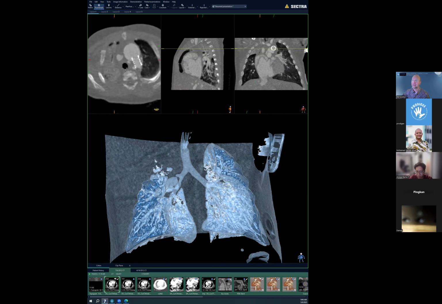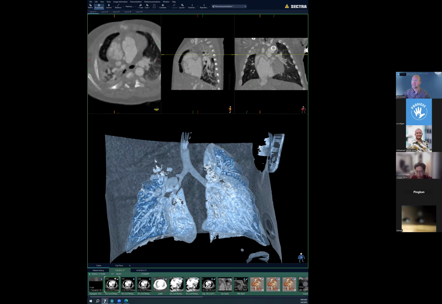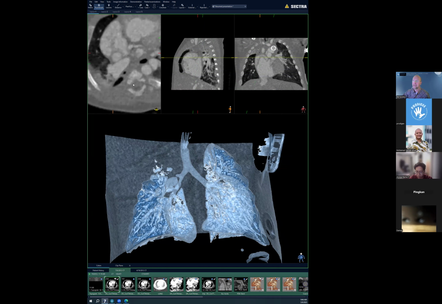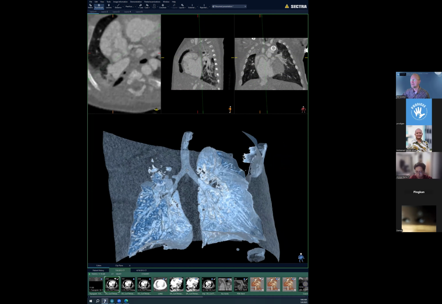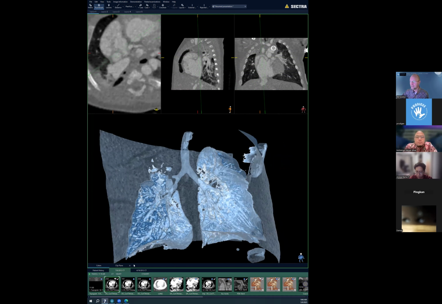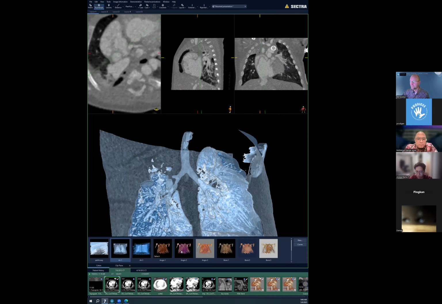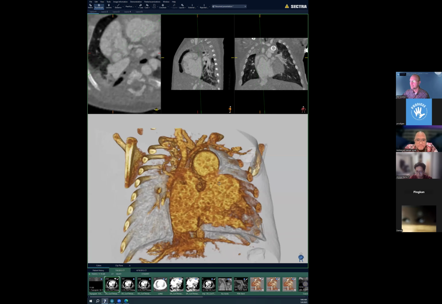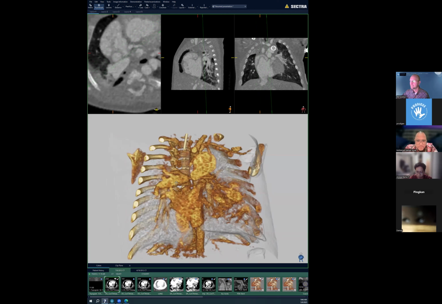And they actually don't connect. This is the origin of the right upper lobe bronchus, and it gets occluded there, compressed, and then the bronchus intermedius. So both the right upper lobe is compromised and the bronchus intermedius in this case. And it's all due to a giant pulmonary artery on the right side.